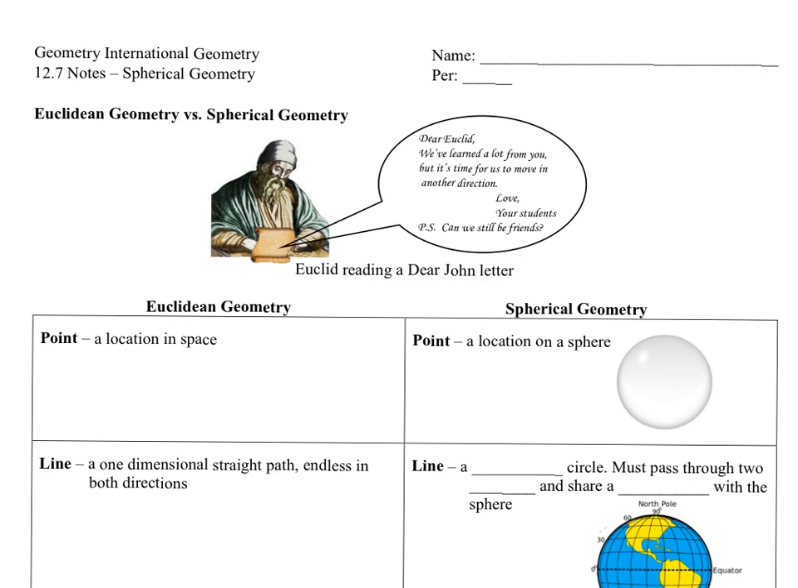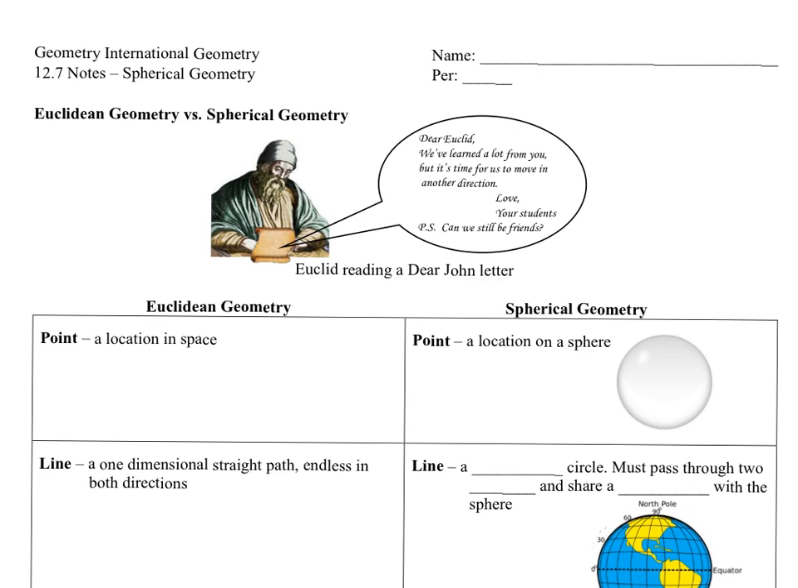But for today, we're going to step away from Euclidean geometry and look at a different type of geometry called spherical geometry. And that's the geometry of a sphere. So what we'll do mostly today is just compare Euclidean geometry to spherical geometry. So let's start with the ideas of those undefined terms that we began our study of Euclidean geometry with.